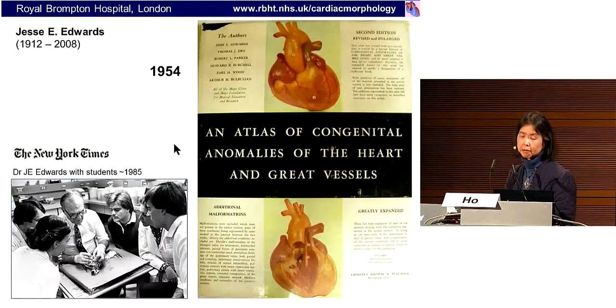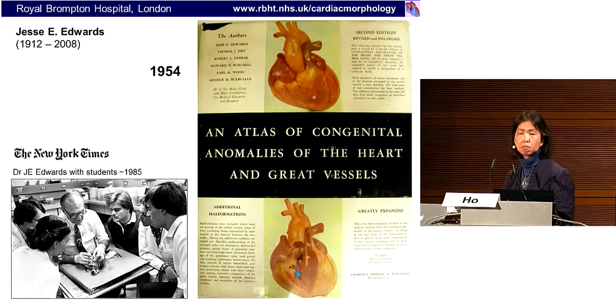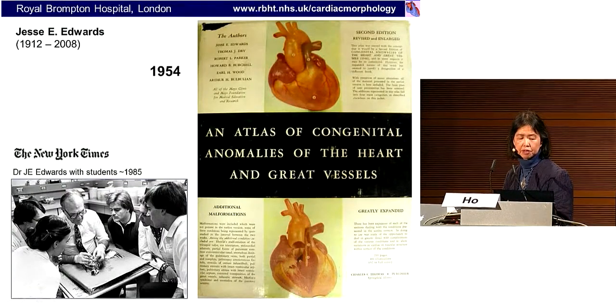Now, of course, Jesse Edwards. He and his co-workers wrote a beautiful atlas, including photographs of heart specimens, as well as wax models made from looking at and following the heart specimens in the Edwards archive. And in his obituary in the New York Times, we have Dr. Edwards surrounded by students, very much emphasizing hands-on.